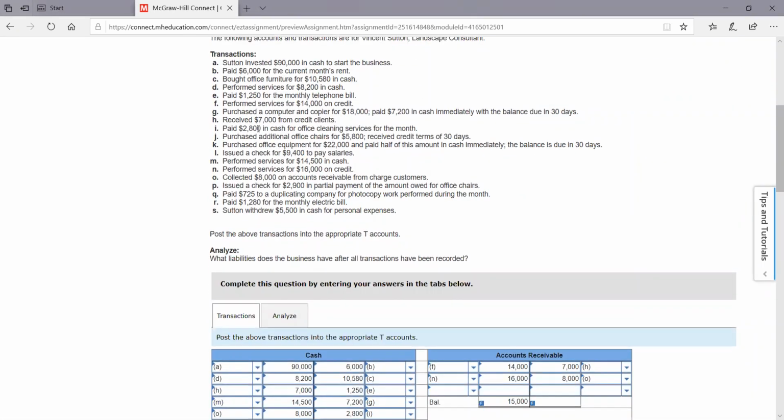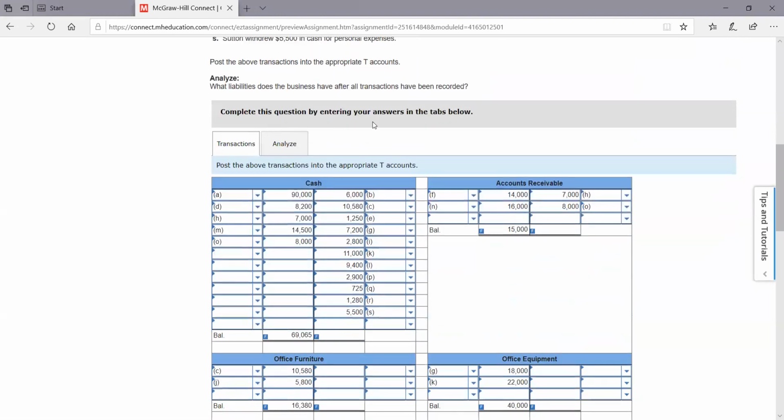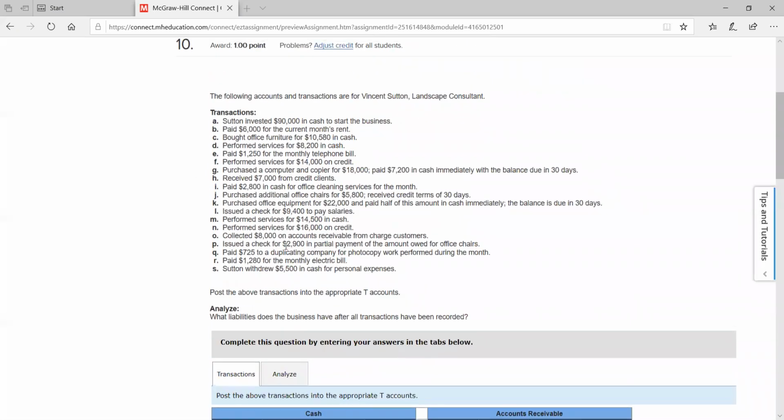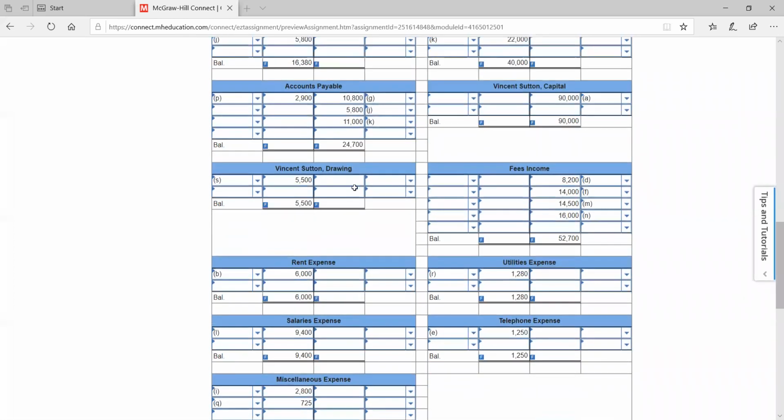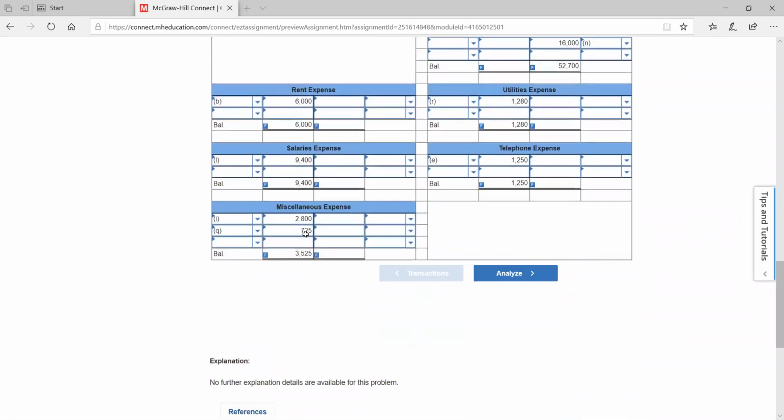Letter H said you received $7,000 from credit clients. So that's simply an increase or a debit to cash, a 7, and there's your credit to accounts receivable. And that's letter H. Letter I says you paid $2,800 in cash for your cleaning services. So you'd be crediting cash for $2,800, and for cleaning services, I believe they're going to have you put that under miscellaneous. There's that debit down there. There it is, letter I.